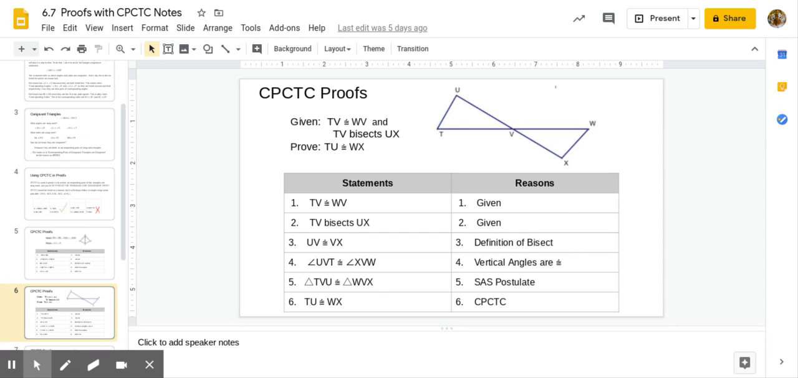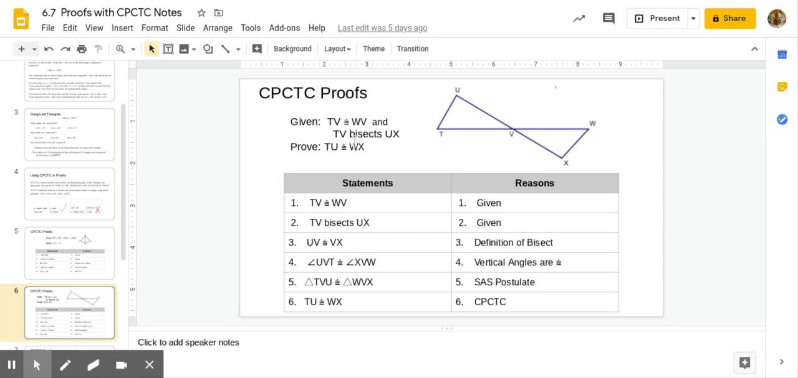That's a theorem. And that tells us then that these triangles are congruent by side, angle, side. So we would say triangle TVU, and remember, you could do that one in whatever order you want. The next one has to match it. So angle T corresponds over here with angle W. So WVX, and by the side angle side postulate.